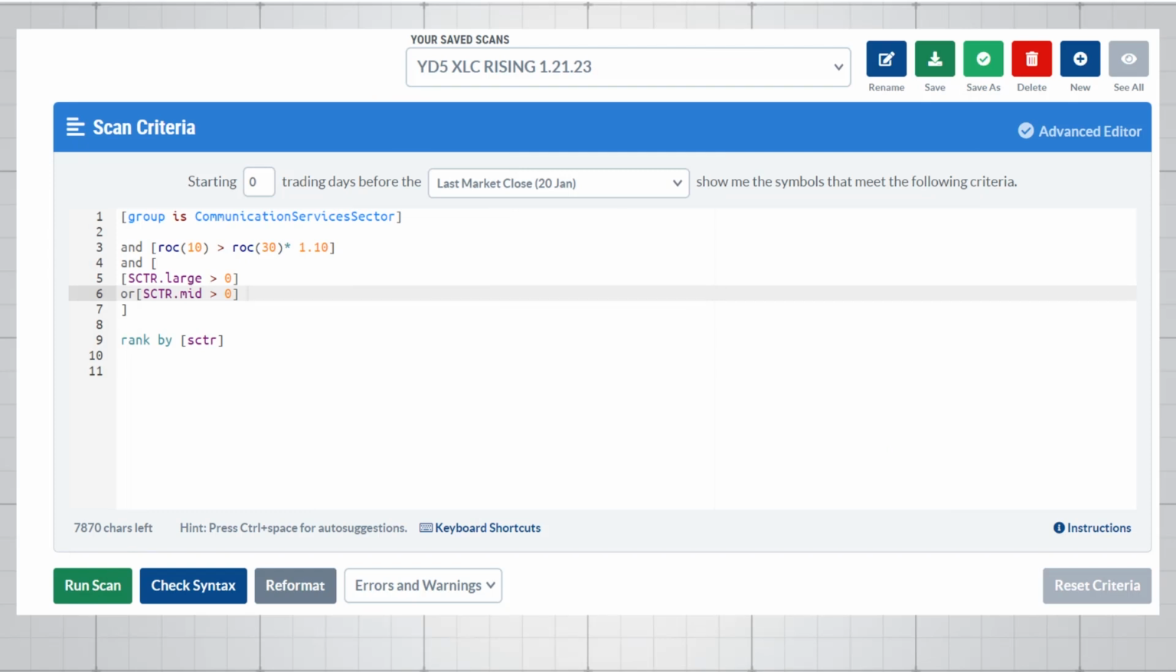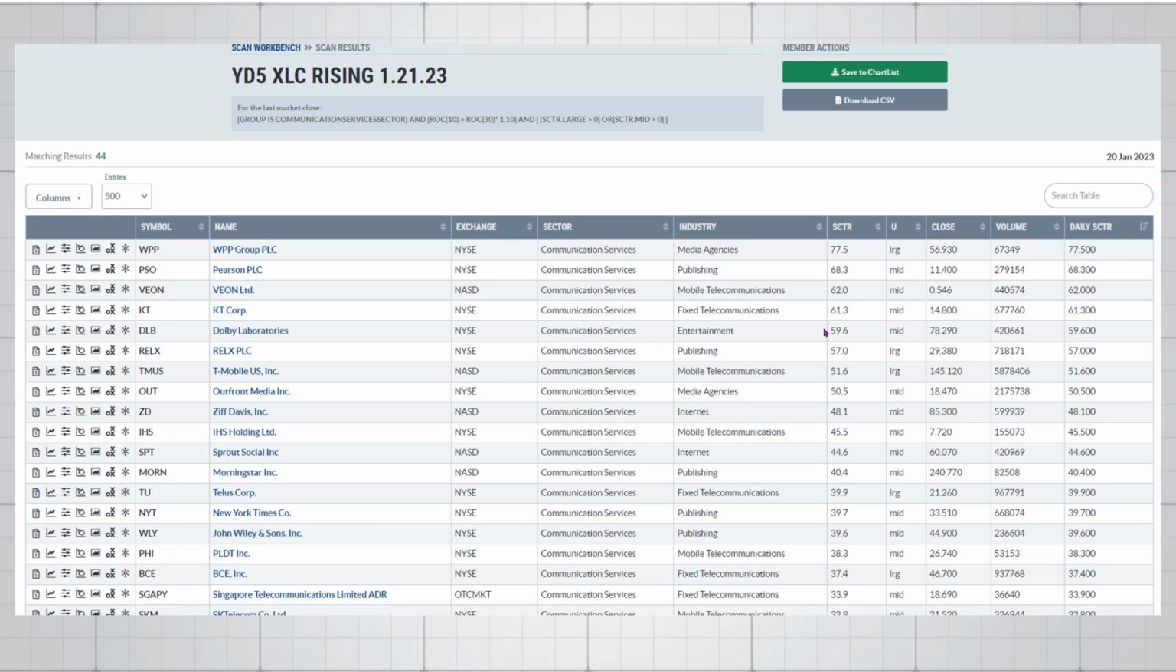Should we take a look at what happens when you run this scan, Professor? Absolutely. So when we run that scan using these factors, we get 44 entries that are responsive to the scan. We see they're all from the communication services sector. The industry groups are varied: mobile telecom, fixed telecom, entertainment, so on and so forth, and we see that our daily scooter is highest first, which is what we expected, and that they're all large and mid-cap stocks.